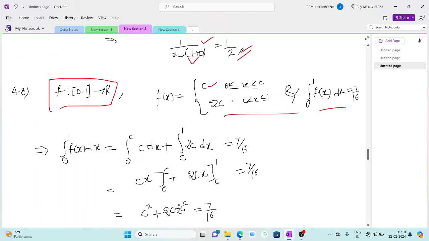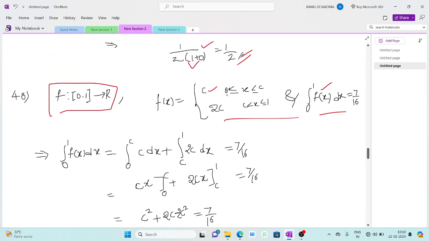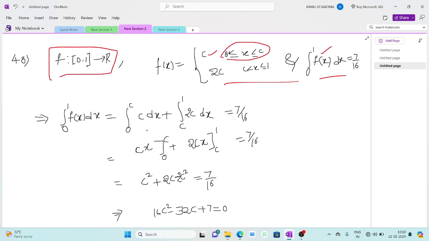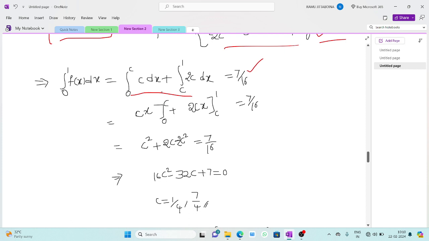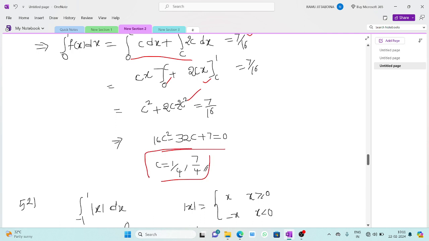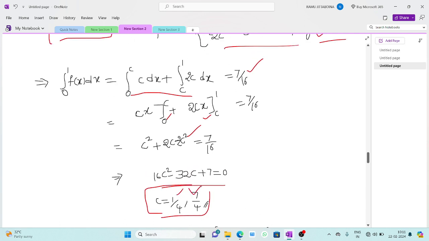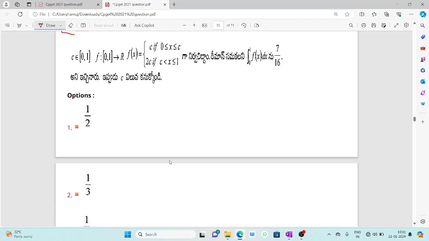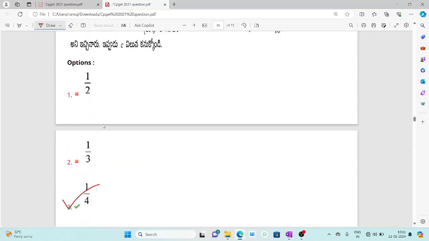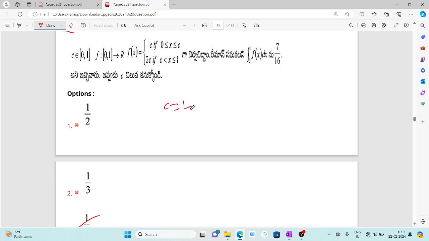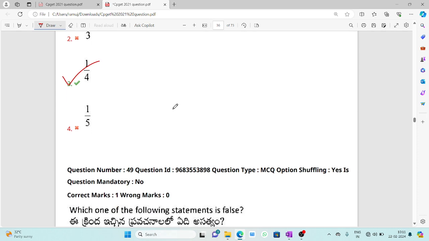So what I did, I just substituted the f(x) values by using these limit conditions. I get it like this, and we already know the integration value of this is 7 by 16, so I equated it to 7 by 16. If you simply integrate, we get cx over the interval 0 to c and 2cx. If you simplify that, we get a quadratic equation. Solving it, we get two values of c, that is 1 by 4 and 7 by 4. But only one option is mentioned, that is 1 by 4. So c value is 1 by 4 for this question, and option 3 is the correct one.